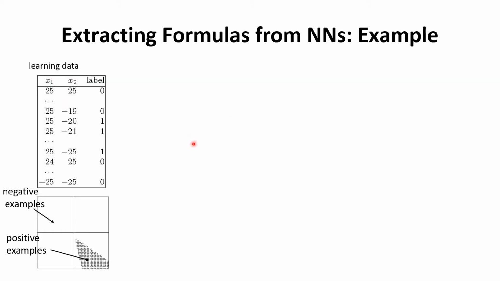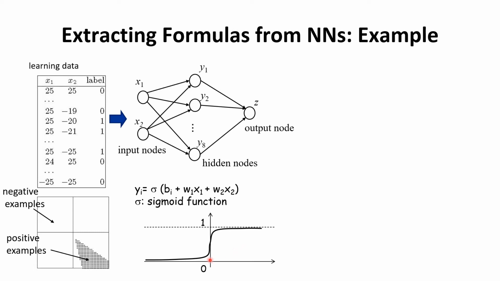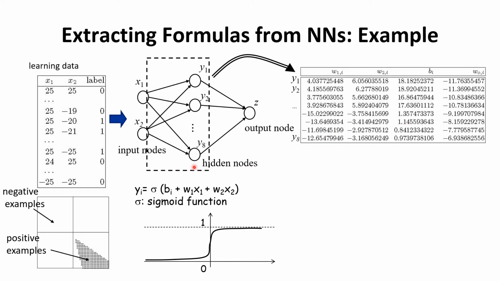Let me explain our idea by using a simple example. Suppose that we are given this kind of two-dimensional data. This is a visualization of this table data. And suppose that we train a three-layer network with respect to this data, where the activation function is a sigmoid function. After training the network, we look at the weights and biases of the trained network, and then try to construct a logical formula by using these weights and biases as a hint.